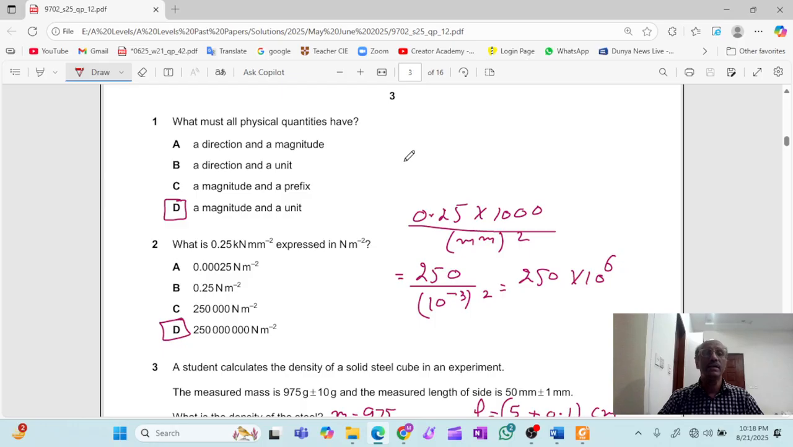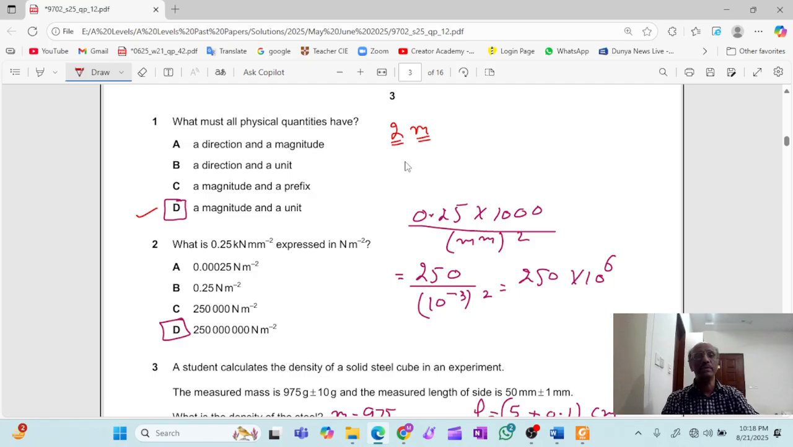Question number 1: what must all physical quantities have? Every physical quantity must have two things. Number one, the magnitude, and number two, the unit. For example, if I write 2 meter, then 2 is its magnitude and meter is its unit. So for question number one, option D is the valid option.